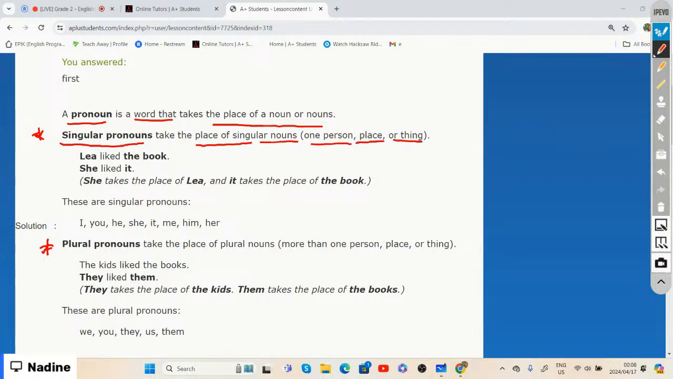If we make an example of that, let's say here we have our sentence, Leah liked the book. Leah is a noun and the book is a noun. So instead of just writing Leah or writing the person's name, we can, for example, say I, you, he, she, it, me, him, or her.